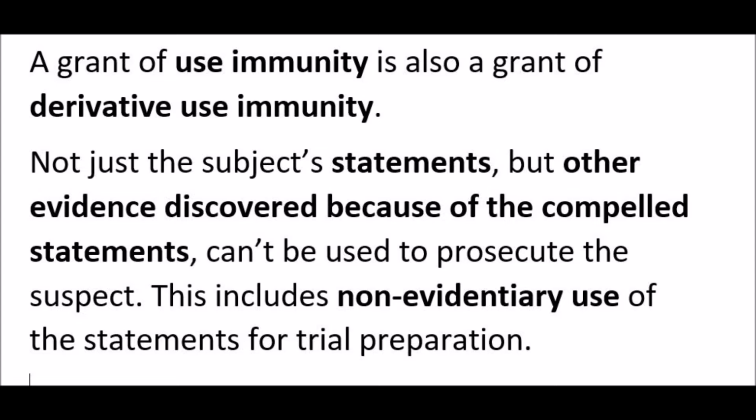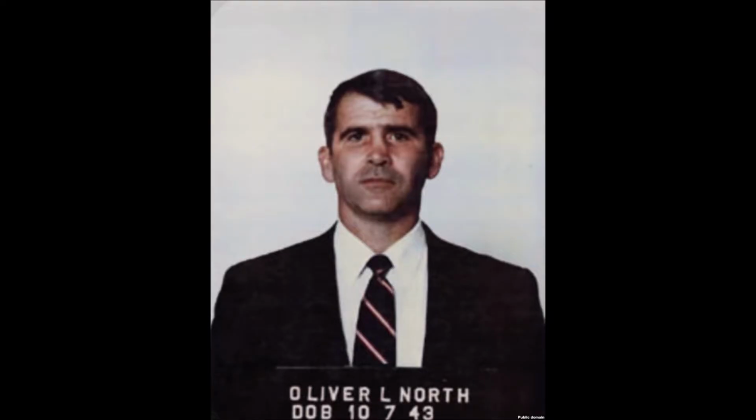There's a famous example of this. Back in the 1980s, a Senate committee wanted to question Oliver North, a Reagan administration official, about brokering arms sales to Iran. North was also the target of a special prosecutor's criminal investigation and would not testify unless he received use immunity. The special prosecutor begged the senators not to grant him use immunity, but they did so anyway.